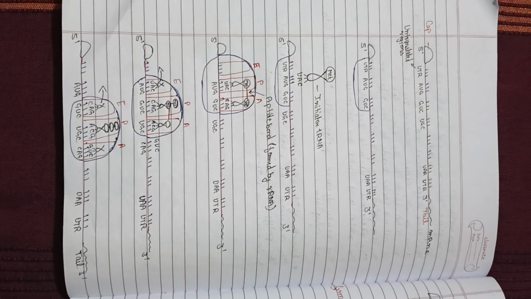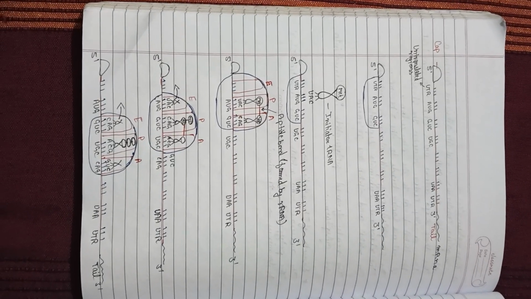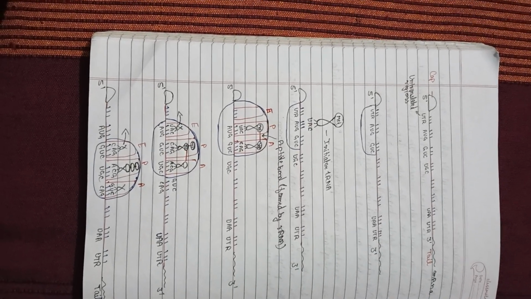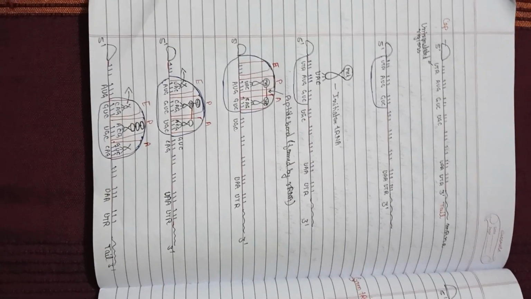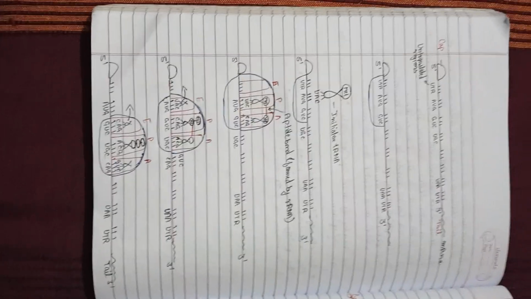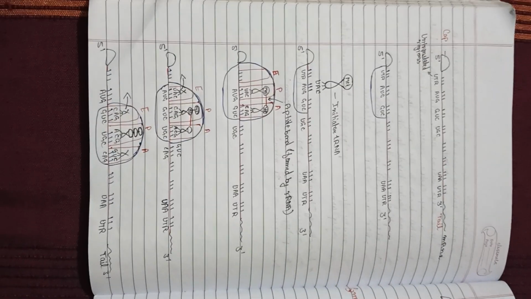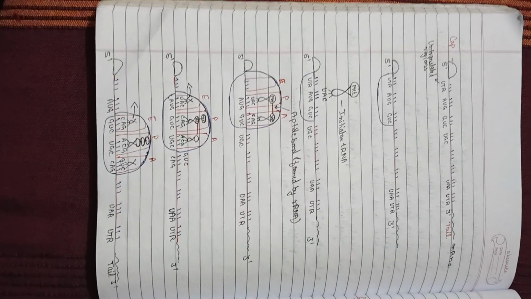Translation is the process in which genetic information present in mRNA is used to synthesize protein on ribosomes. Translation basically occurs in the cytoplasm in both eukaryotes and prokaryotes, and the various materials required for the process of translation are ribosomes, amino acid tRNA synthetase enzyme, tRNA, mRNA, etc.